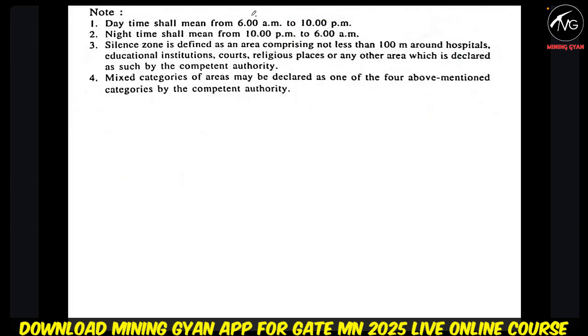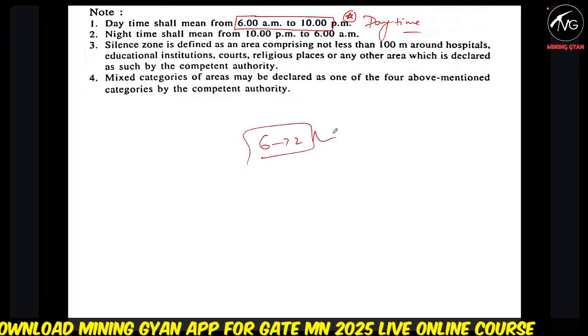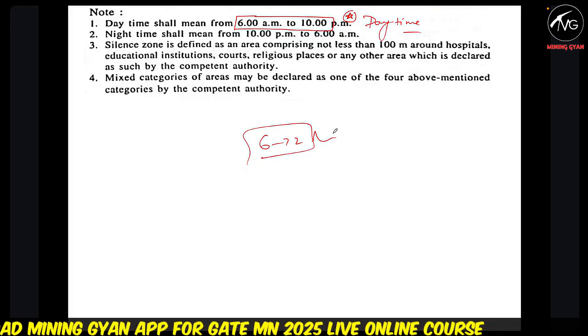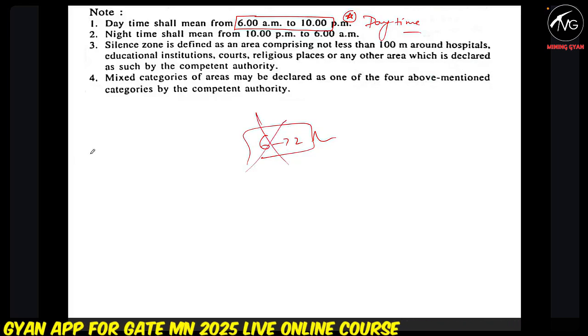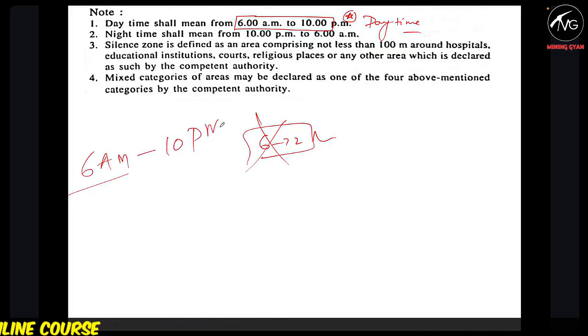Daytime is 6 a.m. to 10 p.m. is known as daytime. Please remember. You may confuse daytime from 6 to 2 because that is basically a day shift, so you may confuse. But daytime, that means from 6 a.m. to 10 p.m. That is your day.